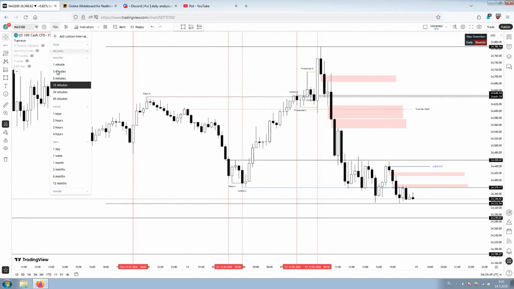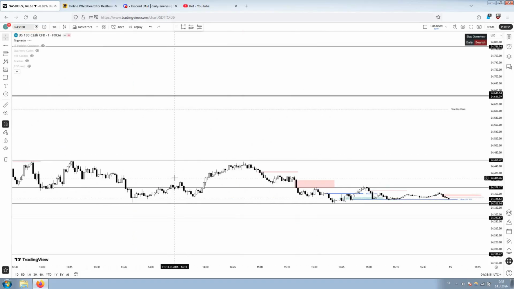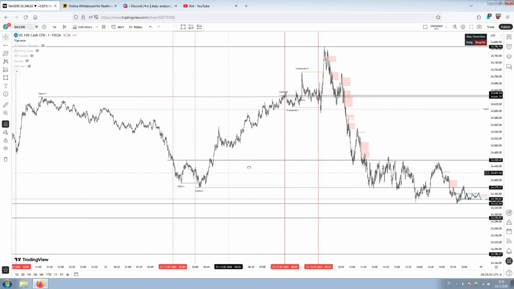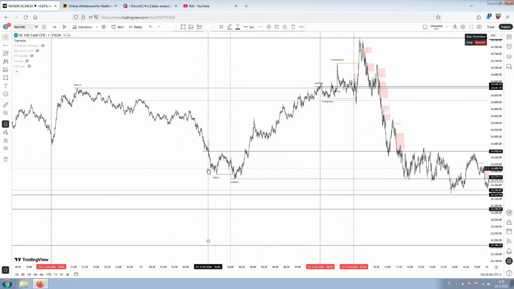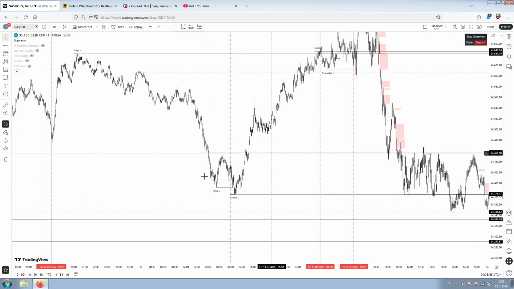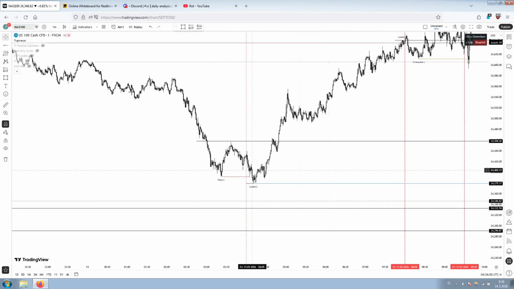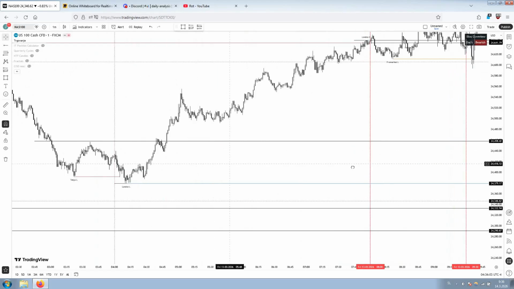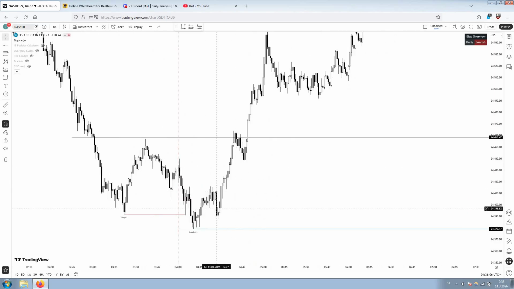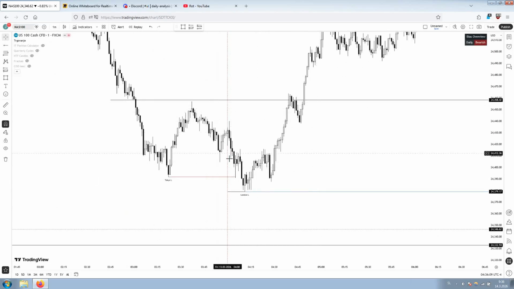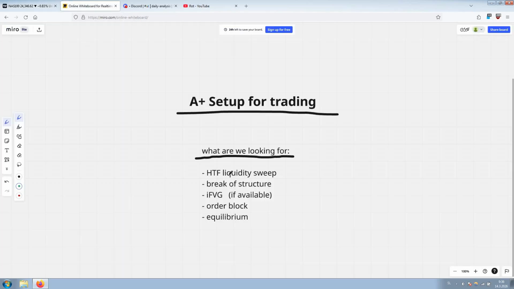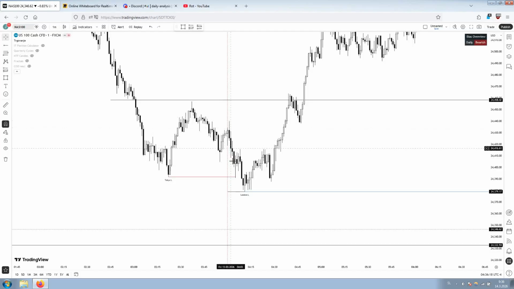So then we go to the 1 minute and we wait for a liquidity sweep. Liquidity sweep means that the price will go through highs and lows of the high time frame. We marked our liquidity. So a high time frame liquidity sweep is when the price goes through liquidity, sweeps it, and then continues in the opposite direction.